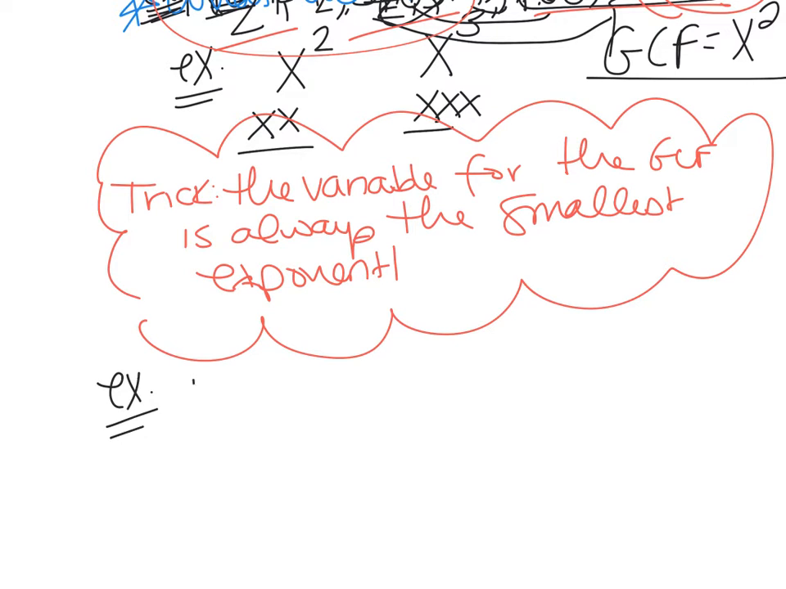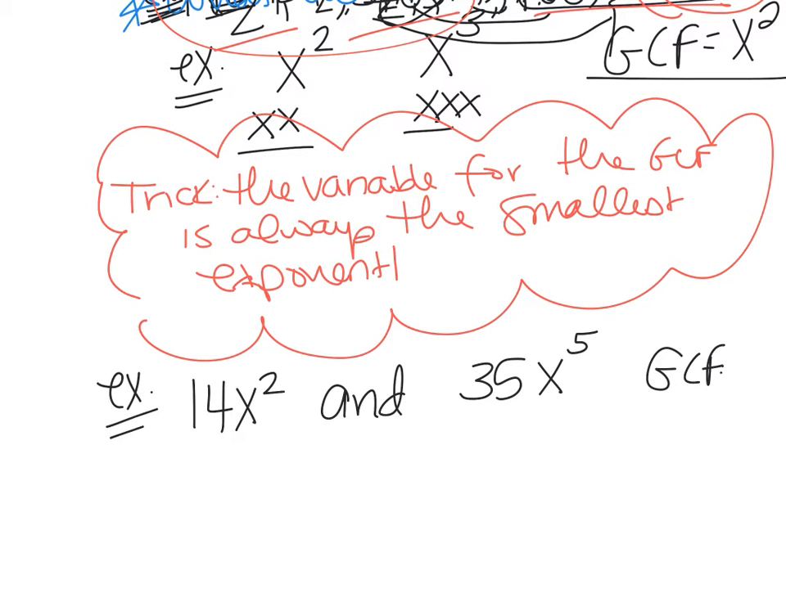I'm going to give you 14x squared and 35x to the fifth. And I want to know what the GCF is. Okay, so I'm going to look at the numbers first, 14 and 35. Remember my trick? You start with the smallest number, so 14 is the smallest number, and you ask yourself what's the biggest number that can go into 14. Well, 14 is the biggest number that can go into 14. Can 14 go into 35? No. All right, the next biggest number is 7. 7 can go into 14. Can 7 go into 35? You betcha. So 7 goes here.